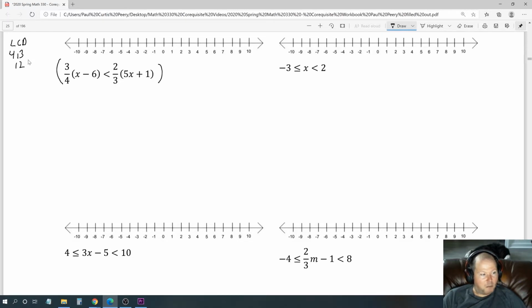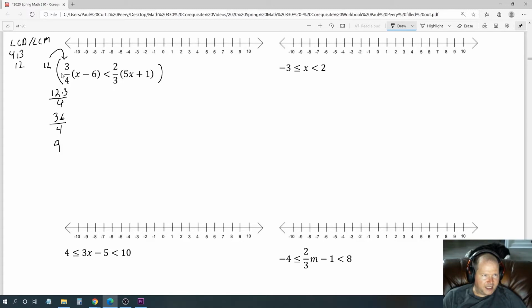And the least common multiple of both of those would be 12. So we are going to multiply the entire equation by 12. First one we would say, 12 times 3 over 4. 3 times 12 is 36. 36 over 4 would give you a 9.